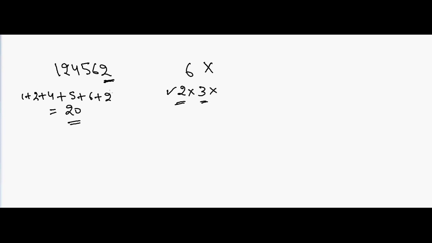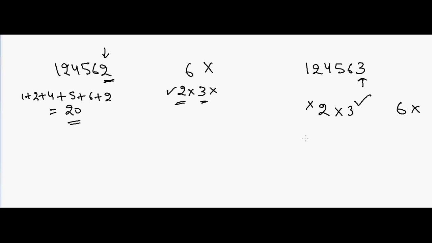We can modify this by adding one more number. So if I add one more number here, then it will become 1 2 4 5 6 3. But now this number would be like this, so it will be 2 into 3. It is divisible by 3 but not by 2. So still if we talk about 6, it will not be divisible by 6.